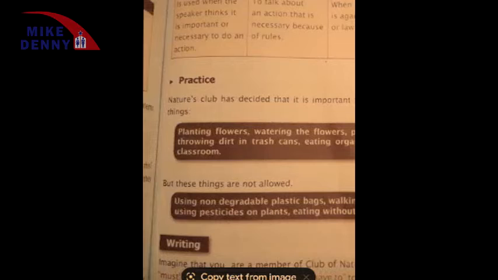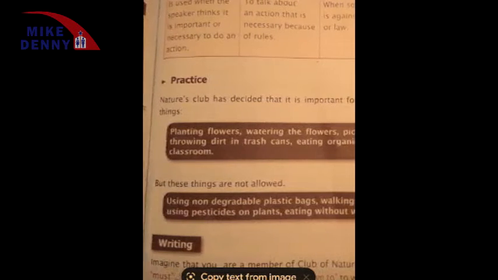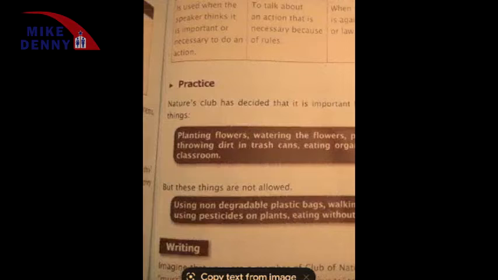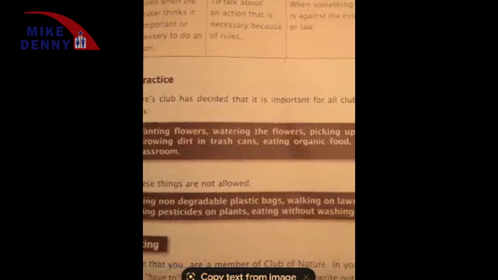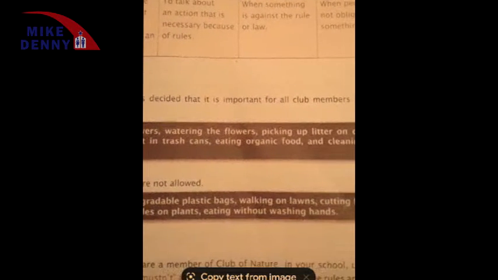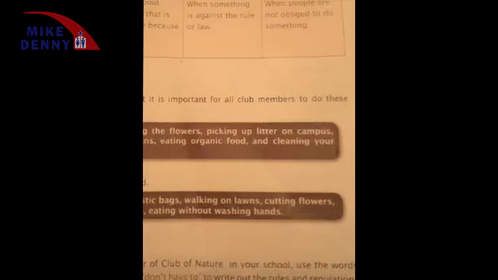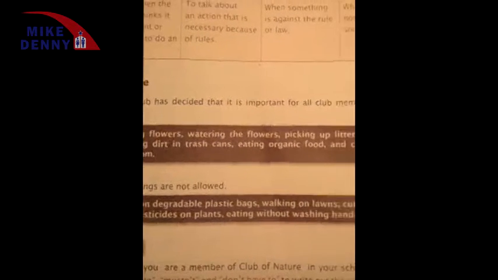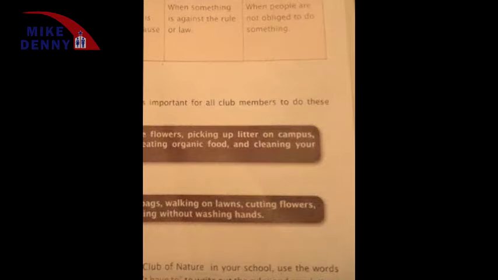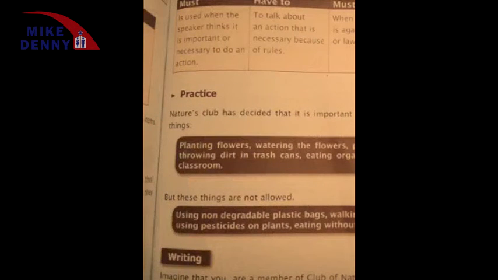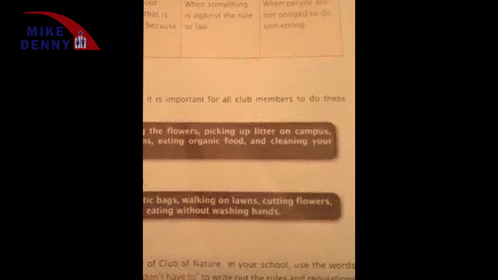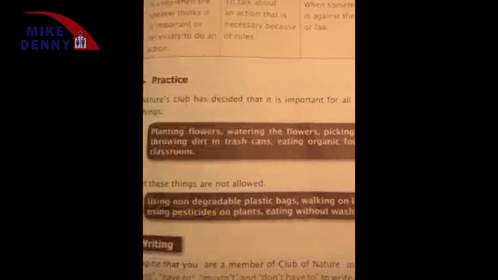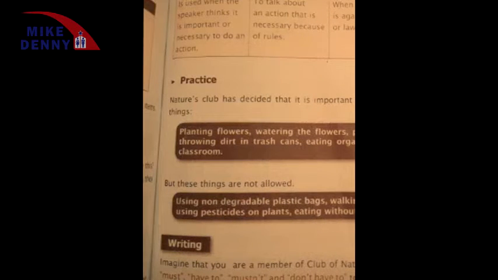Taking all of this into consideration, my dear learners, it's now very important for us to engage in an activity. It is writing. What is the rule? Imagine that you are a member of the club of nature in your school. Use the words must, have to, mustn't, and don't have to write out the rules and regulations of club members and the general public.